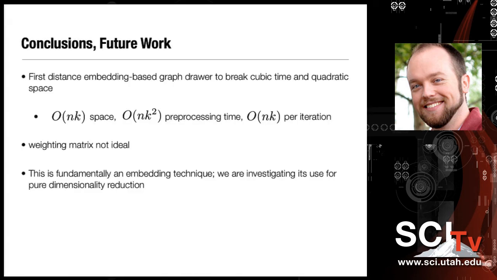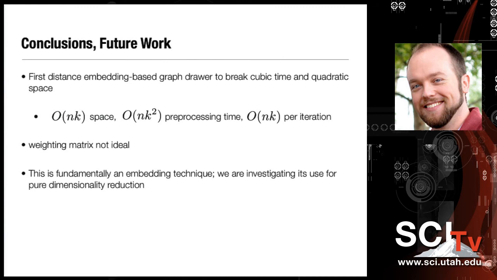So why do we think this is interesting? Well, this is really the first explicit distance embedding graph drawer that beats the cubic time and quadratic space. If you pick k, which in our case is constant, we keep it at 100 in every experiment you've seen, you need nk space, nk squared preprocessing time, and nk per iteration.